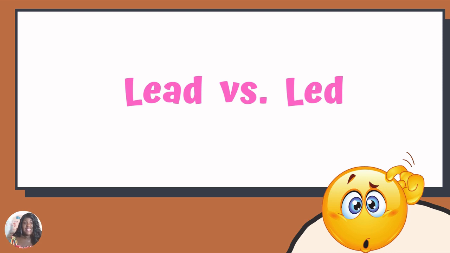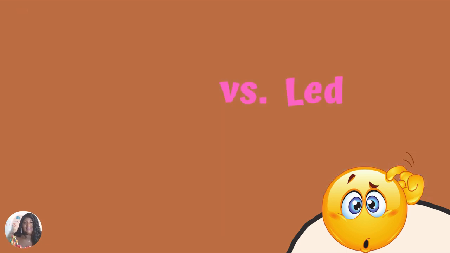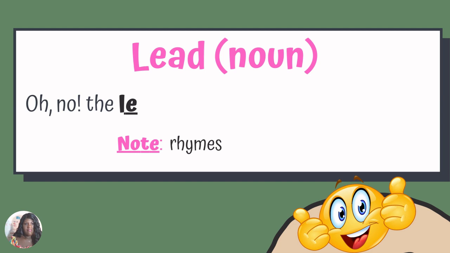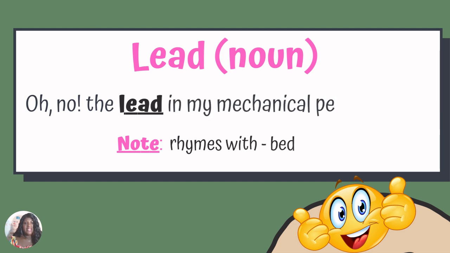Lead versus lead, or the first word can also be pronounced as led. Let's find out how to use these confusing words. The first one is lead as a noun. Oh no, the lead in my mechanical pencil is out. When you're using lead as a noun, it rhymes with bed. Lead, mechanical pencil, rhymes with bed.